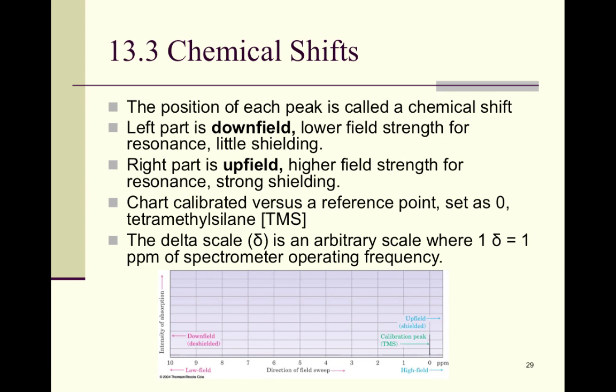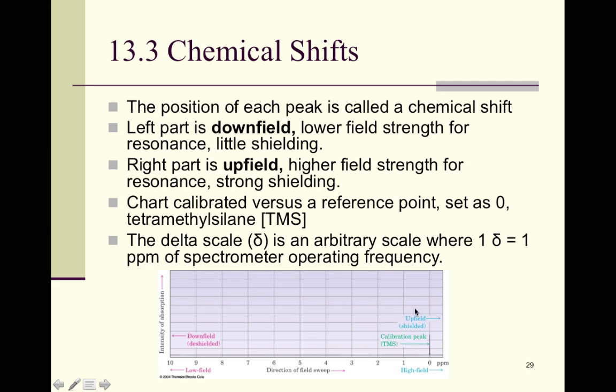Chemical shifts. The position of each peak is called a chemical shift. The left part, and that would be this side over here, is known as downfield. It is of lower field strength for resonance and has little shielding. The right-hand part is called upfield. It is a higher field strength for resonance and has strong shielding.